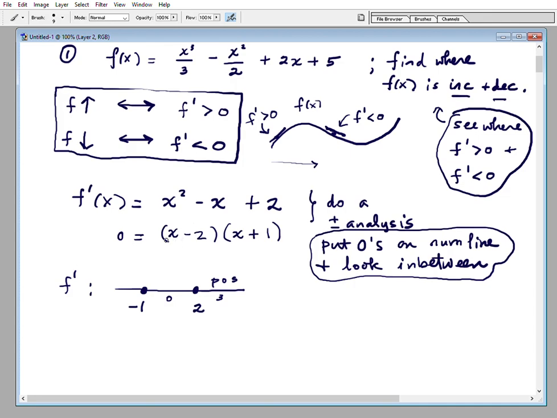Just a minute, this f prime. Just 1 second.